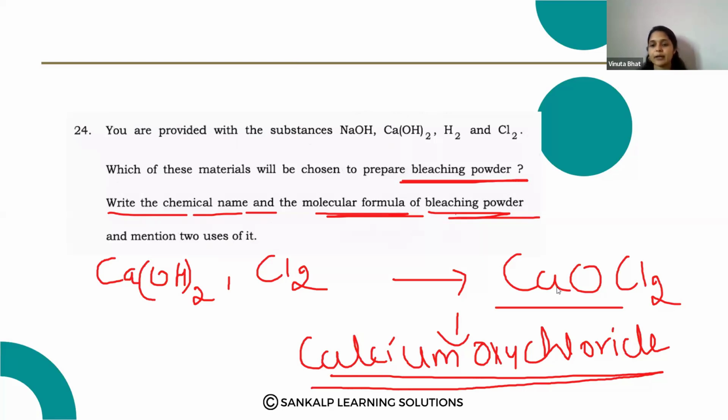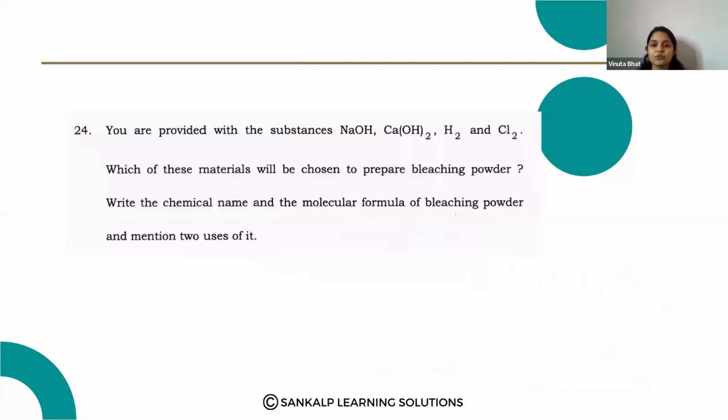So this is the type of applied question, and you have to write the uses of this bleaching powder. Bleaching powder is used to remove germs from the drinking water, and it is used to bleach papers in the paper industry and to bleach clothes in the textile industry. It is also used as an oxidant in some industries. Okay, so those are the uses of bleaching powder.